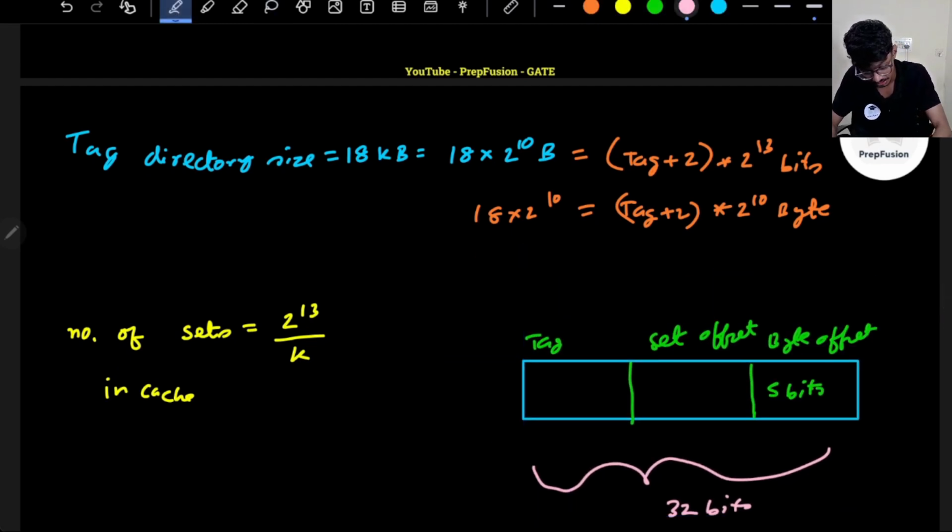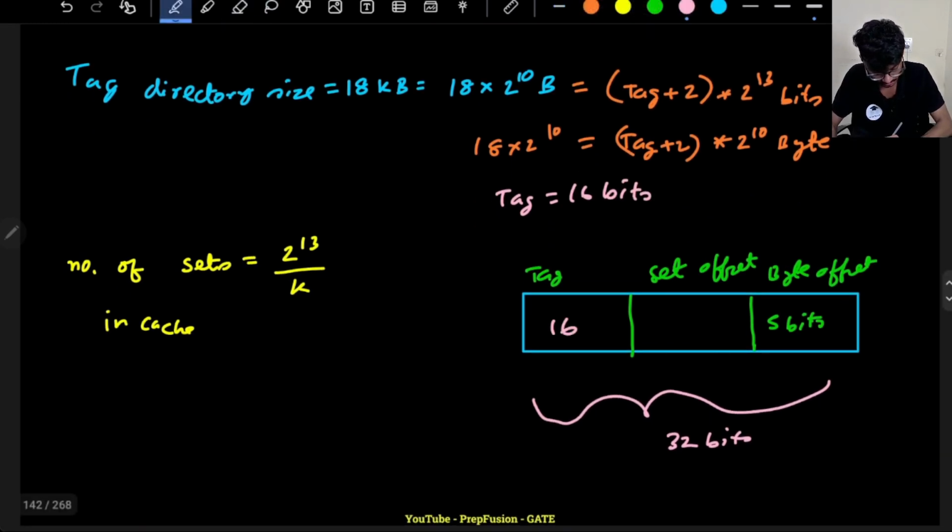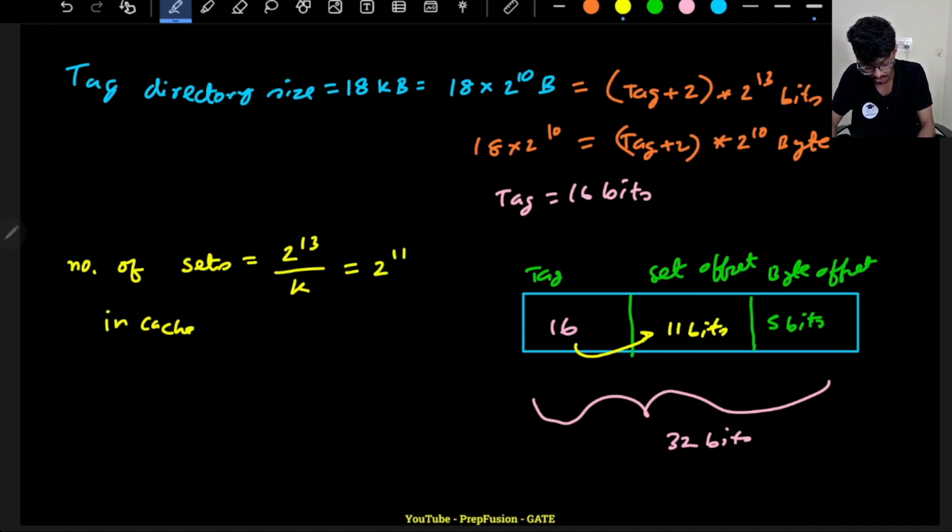So the tag should have 16 bits to maximally utilize my tag directory. So if the tag is 16 and the byte offset is 5, this will be 11. So my set offset will be 11 bits. If the set offset is 11 bits, the number of sets will be 2 raised to power 11. So from here I can directly get my value of k. The value of k will be 2 raised to power 2, that is 4. Okay, that is the answer of this question.